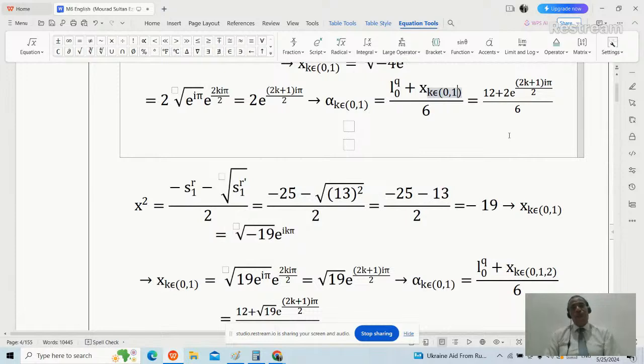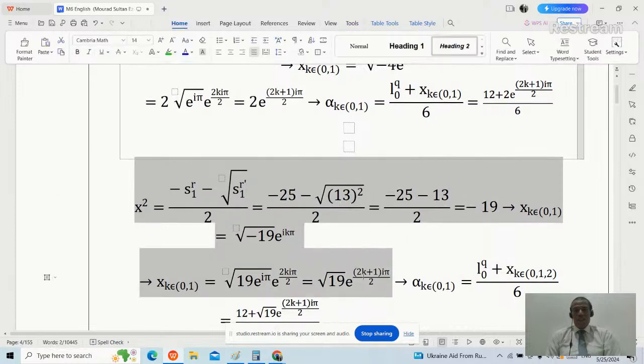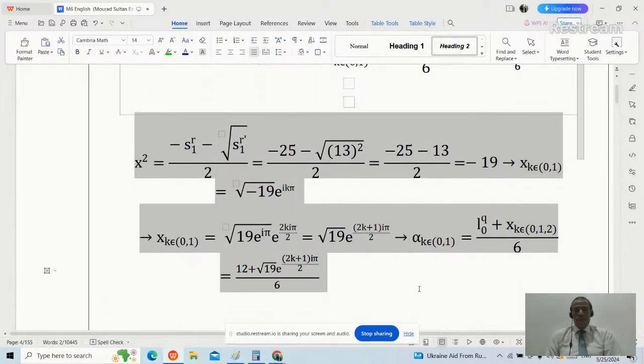Okay, now we've got, let's say, 4 roots: 2 complex numbers and 2 real numbers. It remains now the last one, x squared equals minus s1 over r minus the root of s1 r dash, divided by 2, because here you can see this one, learners. I'll make it a different color if possible. Okay, like that.